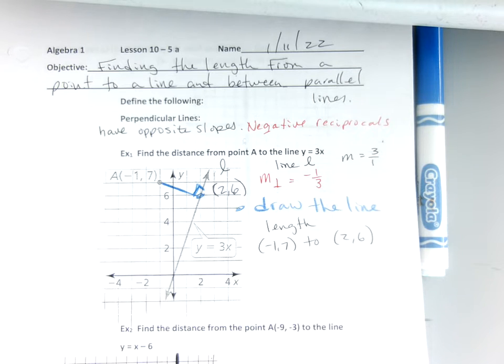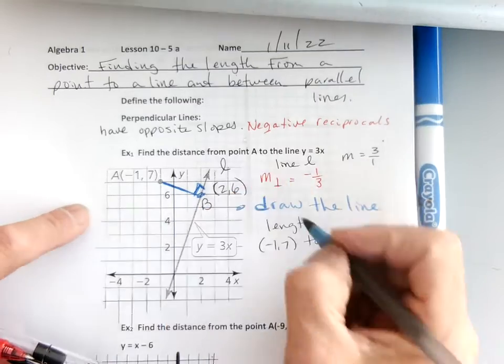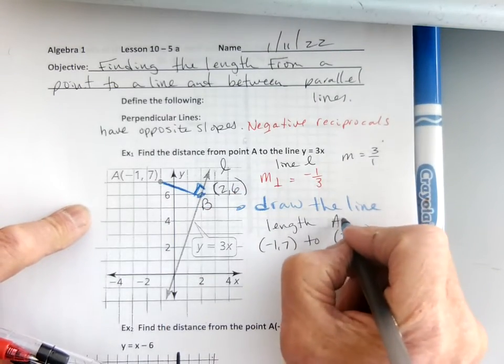So when I drew the line, I stopped right there because that's where it touches, and that point where it touches is at point 2, 6. Does that make sense? What I really want is this line segment. Let me call that point B, just because it's easier. So I've got A, and here's B. So let's find the length of AB.